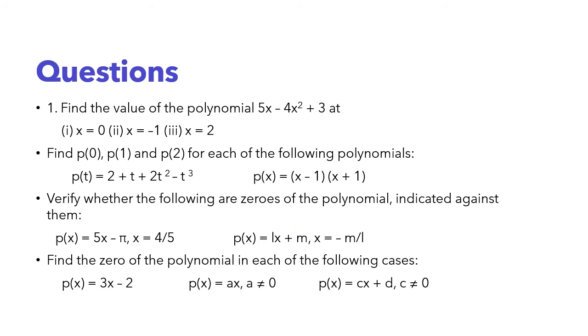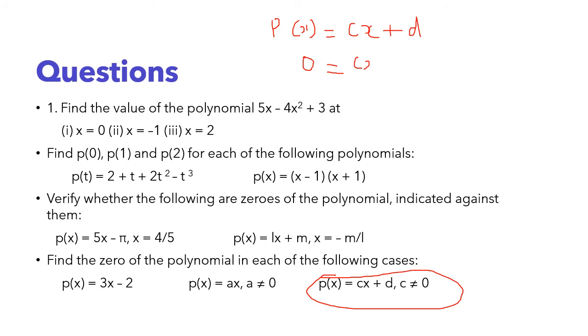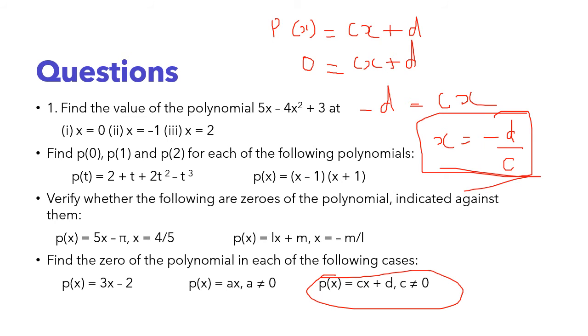Next thing that they have given over here is: find the zero of the polynomial in each of the following cases. Very easy. I'm doing this one as of now because it seems quite tough. Rest, do by yourself and put it over there in the comments section. P of x is equal to cx plus d. So we have to put it as 0. 0 is equal to cx plus d. So minus d is equal to cx, and x will be equal to minus d by c. So the zero of the polynomial cx plus d will be minus d by c.